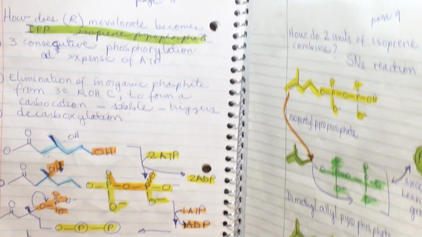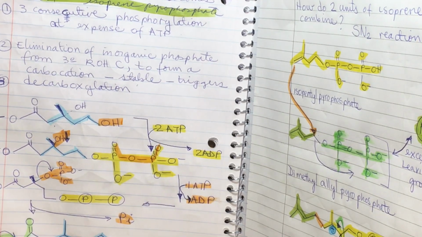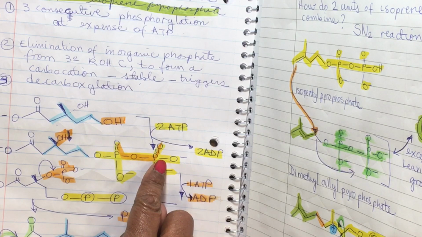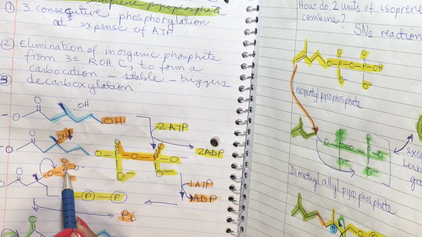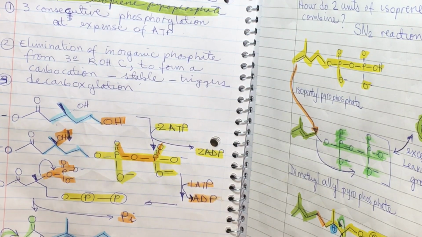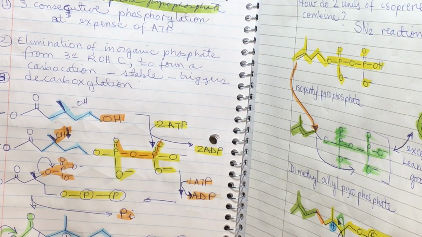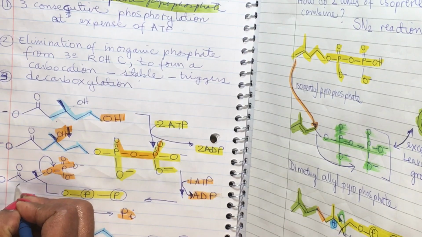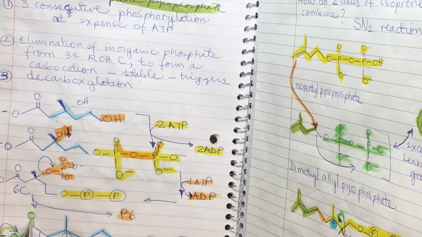in carbons. So now we have 3 phosphate units in the unit of mevalonate. Mevalonate now has 1, 2, 3 units of phosphate. So in order to obtain the one that we need, because this one has 6 carbons, and we only need 5 carbons, we need to have a decarboxylation.